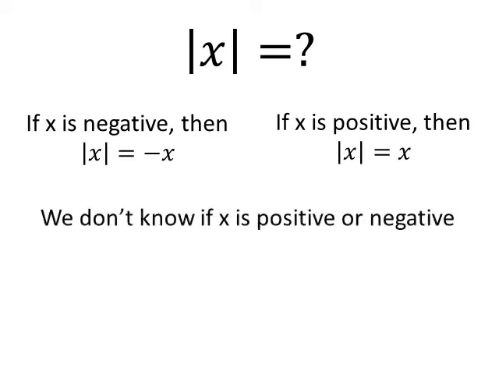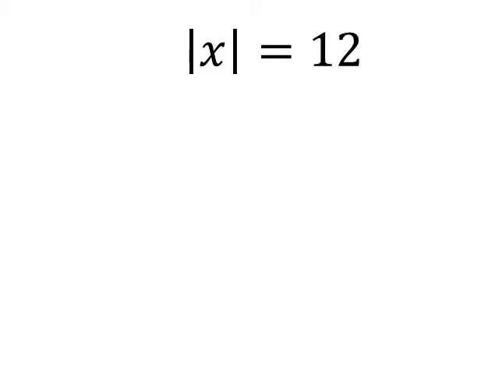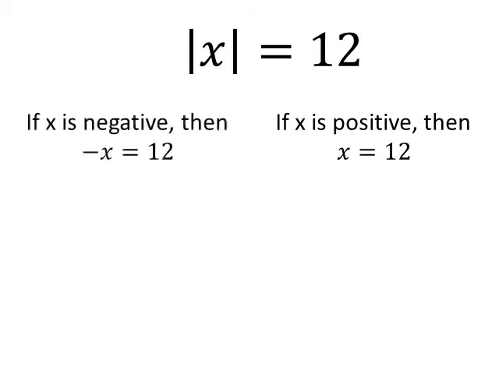I want to stress the importance of that: we don't know if x is positive or negative by what's given in the problem. So we have to consider both possibilities. As a more concrete example, if the absolute value of x is 12, then we have to consider two possibilities. Either x is a positive number, in which case you could take away the absolute value bars and just say that x equals 12. The other possibility is that x is a negative number, which means that the negative x equals 12, and we multiply both sides by -1, which means that x equals -12.